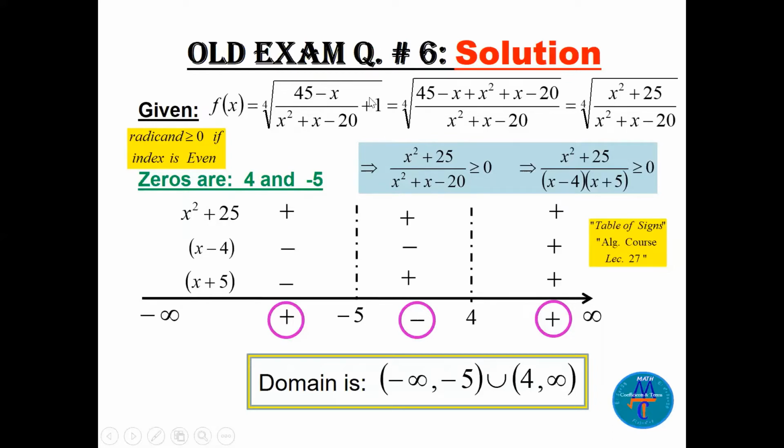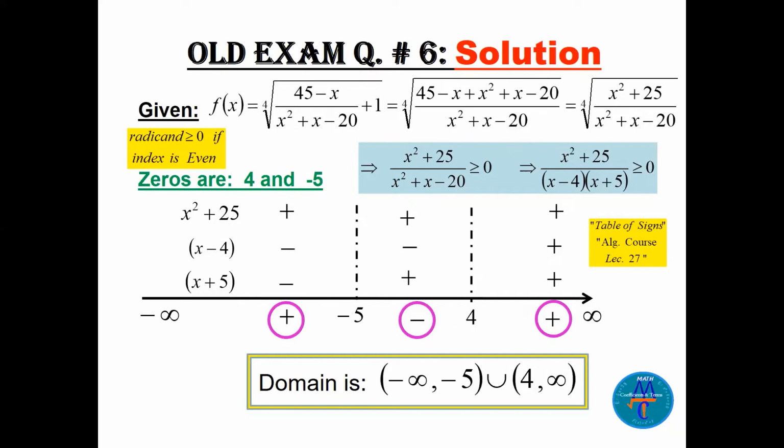45 minus x plus x squared plus x minus 20. x squared, x will be cancelled. 45 minus 20 plus 25. Oh boy. So now the radicand is x squared plus 25 over this. I should take all this greater than or equal to 0. I factor the denominator, x minus 4, x plus 5. Unfortunately, I cannot factor the one in the numerator because it's positive here, x squared plus 25. I cannot factor it in the real numbers.